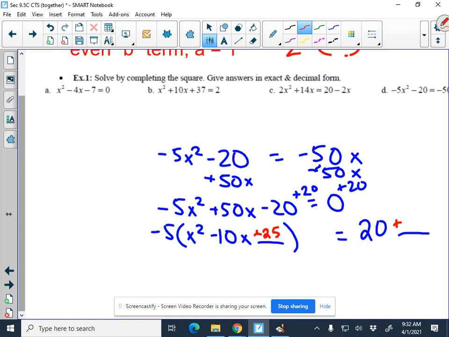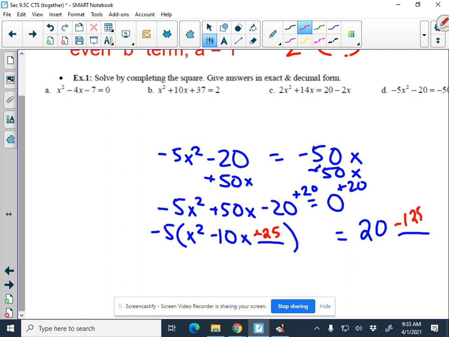Now, this is plus 25. This is not plus 25. Almost put it there. You have to take the negative 5 times the 25, figure out what that is, and do the same thing. What's negative 5 times 25? Negative 125 is what goes over here. Okay?